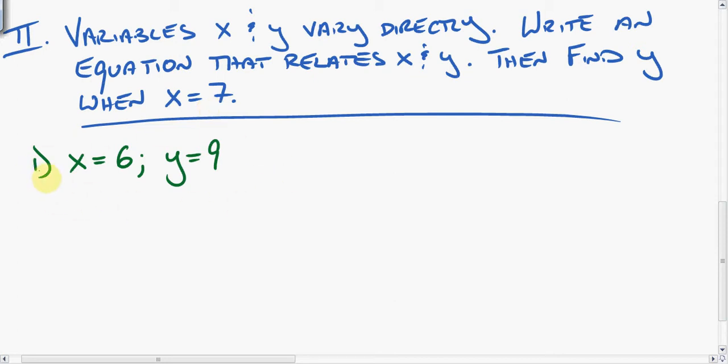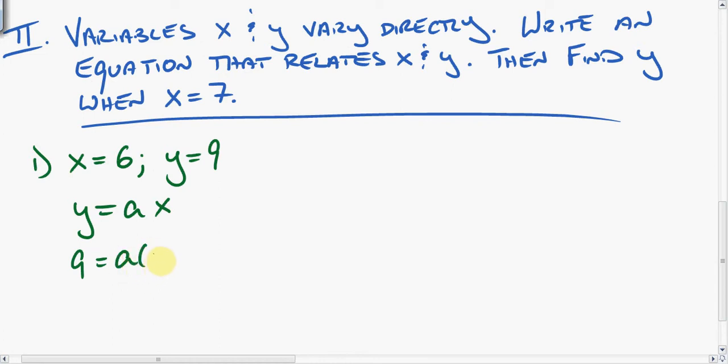So in our first problem, we can see x equals 6 and y equals 9. Since we know we're using direct variation, we're going to use our direct variation equation, which, if you remember from part 1 of this section, is y equals ax. And our problem gives us the value of x, also gives us the value of y. So we'll simply plug in the values into their proper spot.